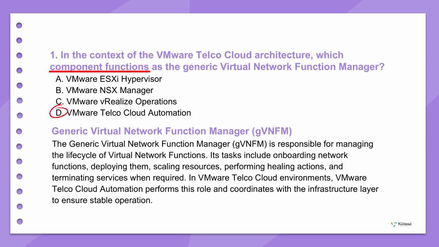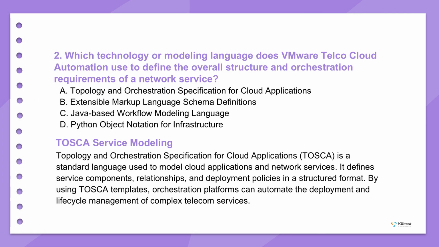And to manage that life cycle, TCA needs to know exactly what it's building. Which actually brings us to the next exam scenario. The modeling language? Right. The test asks, which modeling language does VMware TCA use to define the overall structure and orchestration requirements of a network service? And the required answer is TOSCA. TOSCA, right. Topology and Orchestration Specification for Cloud Applications. Yeah. But my question when I was reading this was, why TOSCA? I mean, why not just use native Kubernetes manifests or standard Helm charts if we're talking about cloud environments?